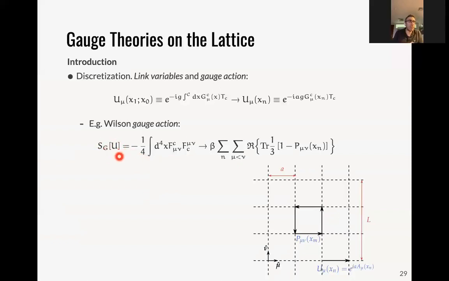The F mu nu part of the action is expressed as a closed product, the average over the whole lattice of this closed product of links, which is called the plaquette and is symbolized here with P mu nu. So we have a space-time lattice with a lattice spacing of a that basically determines our cutoff.